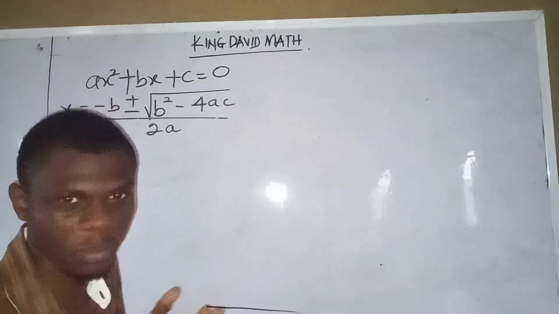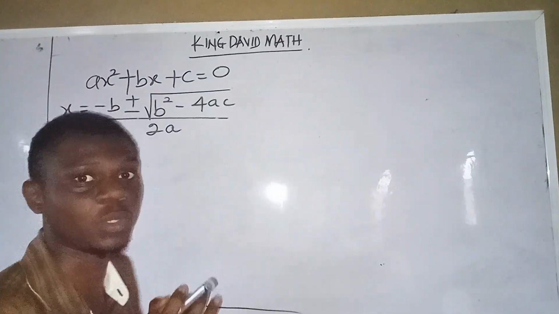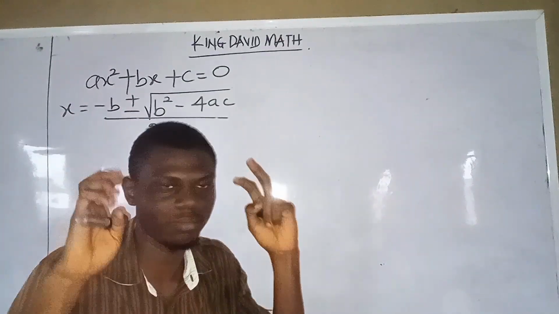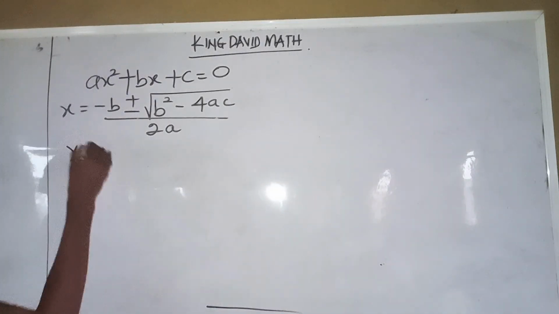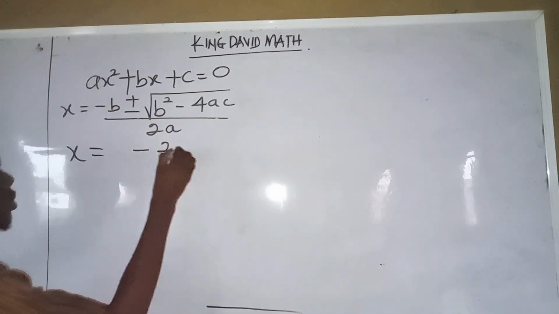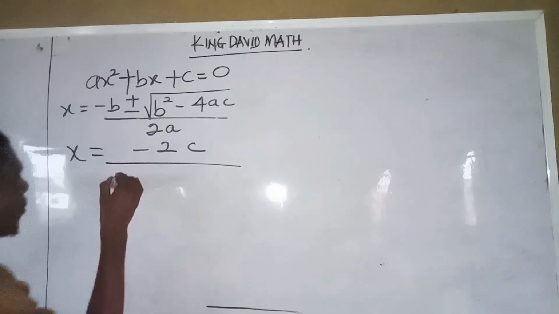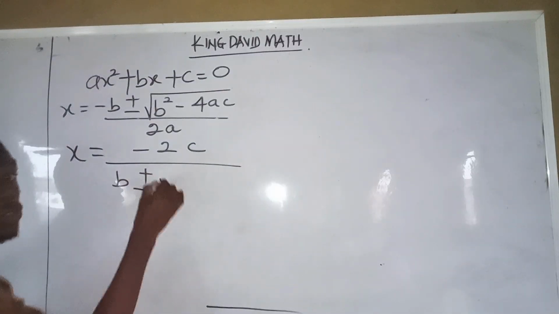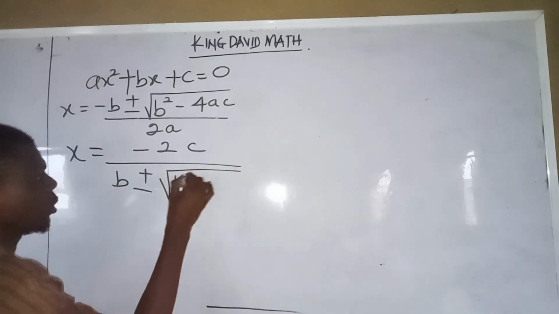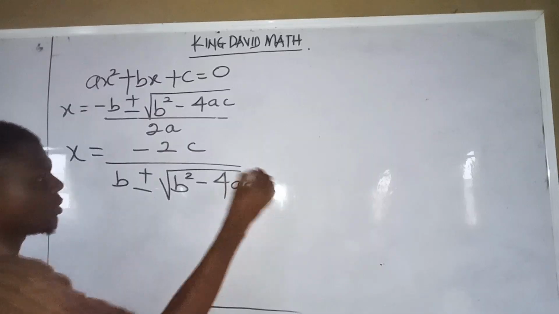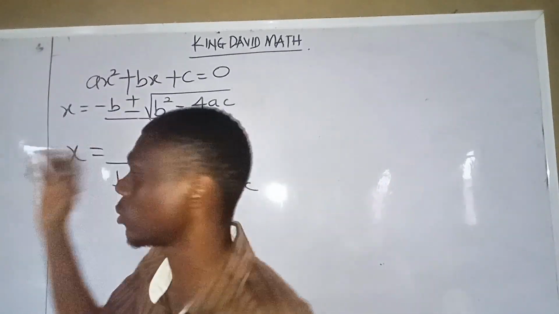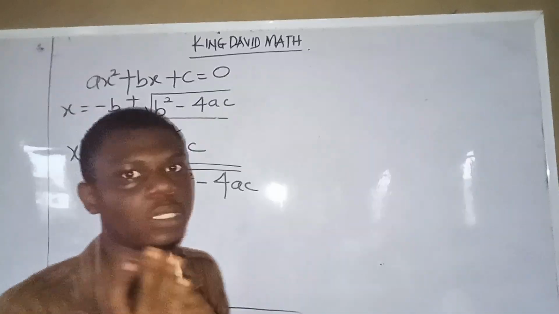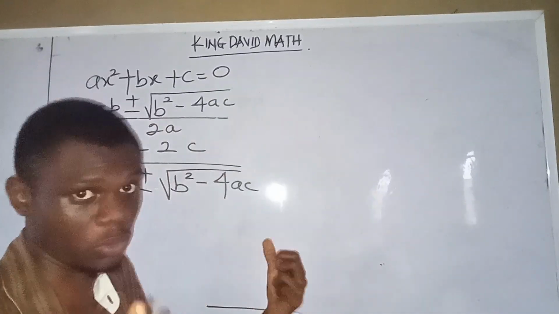But there's a particular formula you can actually use to get the same results. So there's some stuff to it. So let's take it now. We can also use x equals minus 2c over b plus or minus square root of b squared minus 4ac. And it works perfectly like this one. Though there's some reason why it's not being used. But let's test it to see if it works.